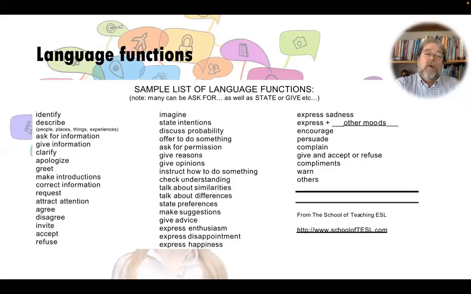Now, when we talk about language functions, as I said, we're talking about things that we do with a language. It's not knowing about the language. A function is not, for example, the simple present or the present perfect or the past continuous. These are all tenses. Vocabulary about food is not a language function. Functions imply doing things with a language. And I've taken from this online training institute, the School of TESOL, Teaching English as a Second Language, this very comprehensive list of functions to give you an idea.